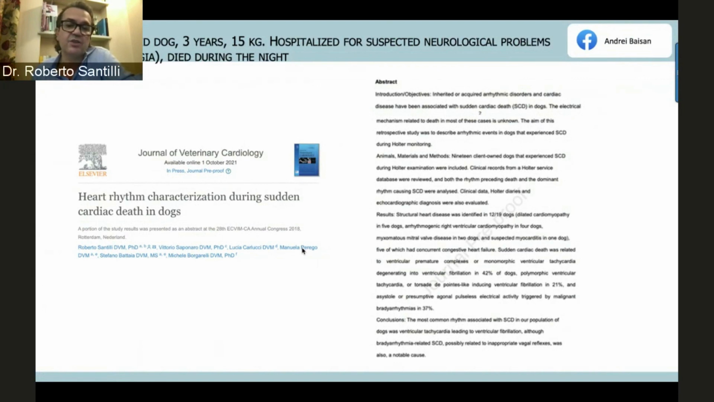I think it's interesting because this is the first study that characterized heart rhythm during sudden cardiac death. It's 19 dogs, which is a discrete number of dogs. We try to have something also for our patients.